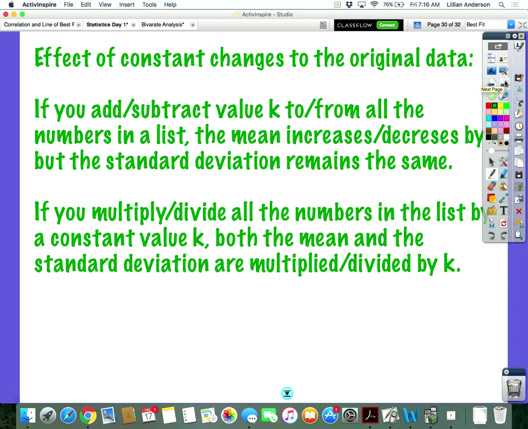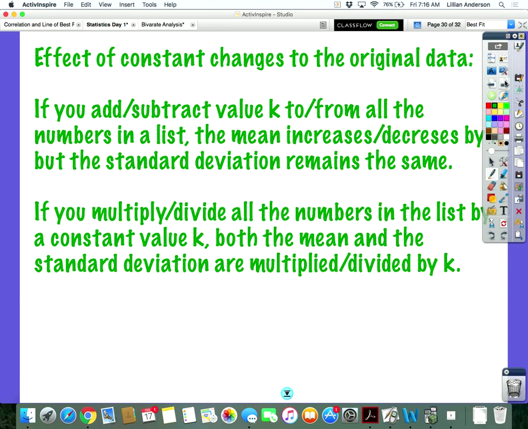Now, the effects of different changes to your data. Sometimes they might only give you that, this is the mean, this is the standard deviation, and then it says, hey, 5 units were added to each piece of data. What is the new mean, what is the new standard deviation? Kind of like that question in your midterm.